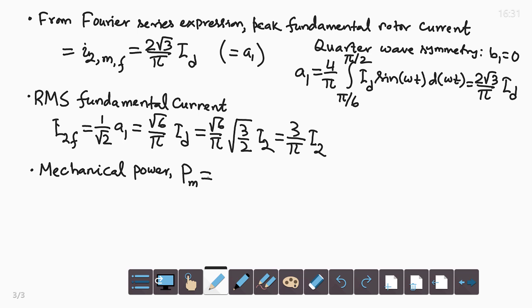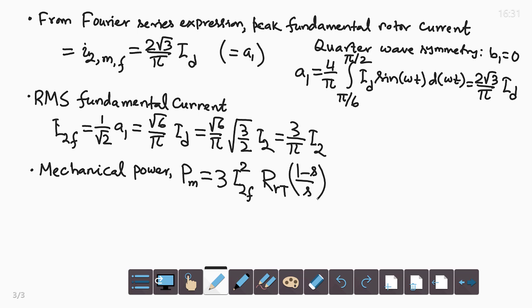Mechanical power P m is 3 I 2 f square R R t into 1 minus S by S, because the total rotor resistance per phase is R R t. Corresponding to the mechanical power, only the fundamental rotor current I 2 f is responsible for the mechanical power. So, this is the expression for the mechanical power.